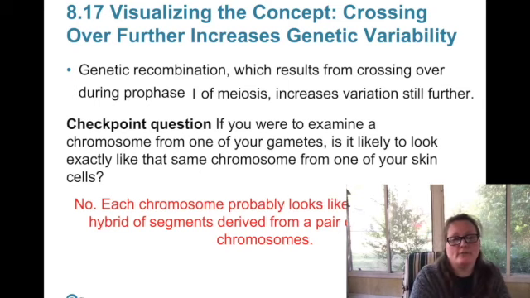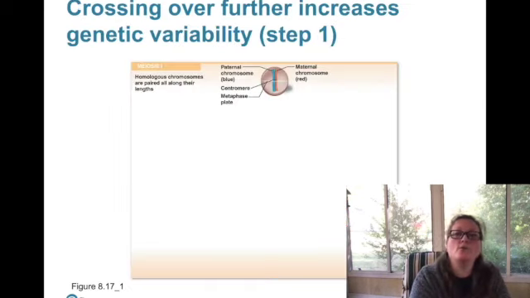You have plenty of stuff just moving around, that's all. Now, crossing over further increases genetic variability. So it's just stepping you through, showing you. Paternal means dad, maternal means mom. So we're showing the blue came from dad and the red came from mom.